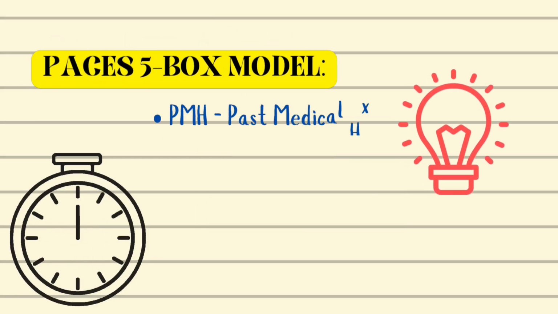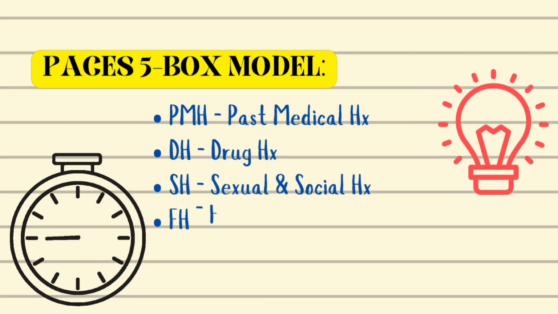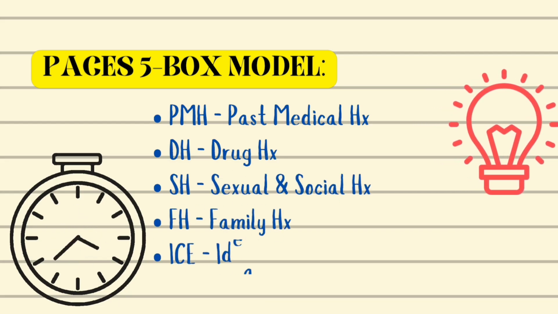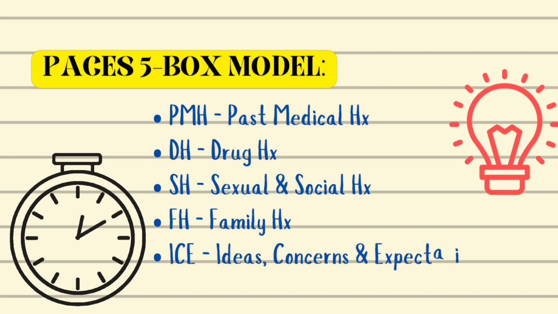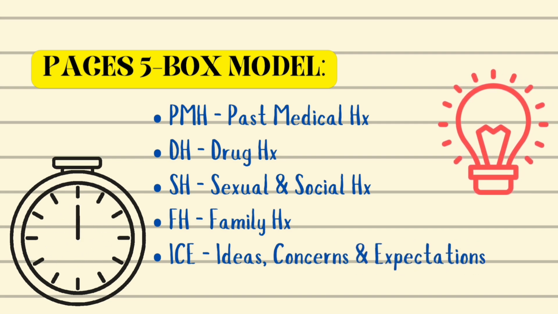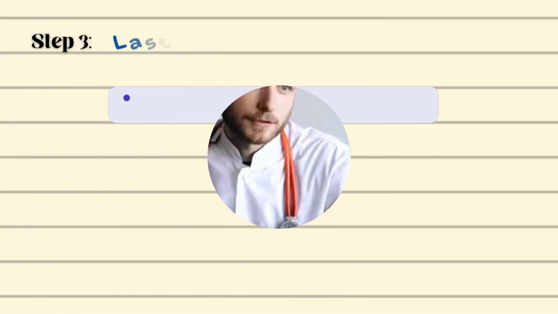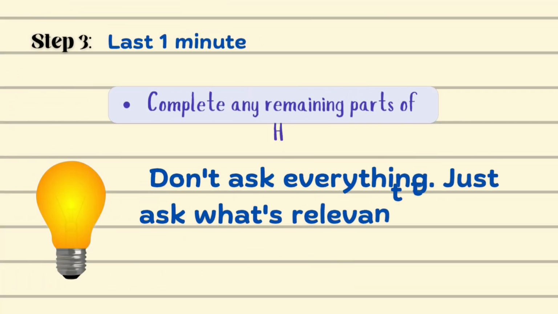Another mnemonic is PACES 5-box model, which include 5 points: past medical history, drug history, sexual and social history, family history, and ICE, that is ideas, concerns, and expectations. Important point is do not miss any part. After digging out your presenting complaint, ask the specific questions of the system involved and do not miss general constitutional symptoms. Step number 3, the last 1 minute.